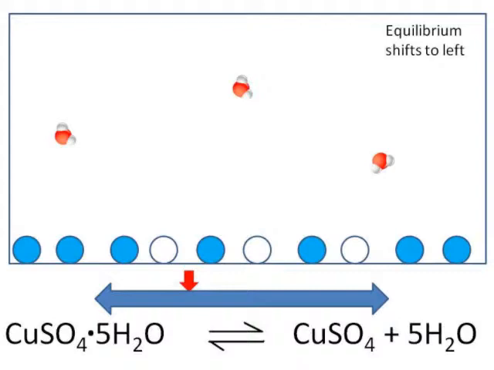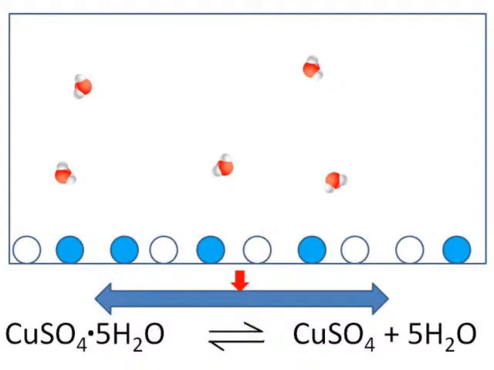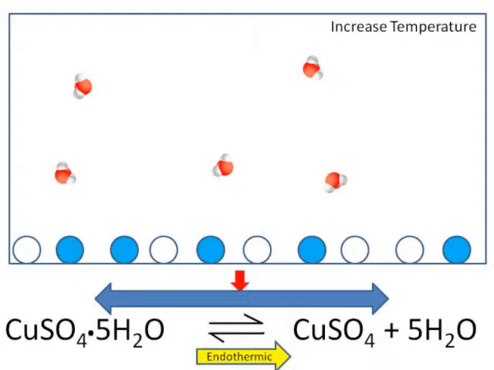Now, here's an alternative situation. We return to our 50-50 equilibrium. Now, in this question, I'm going to explain to you that the forward reaction is endothermic. So the forward reaction takes heat from the environment and incorporates it into the molecules. The reverse reaction increases the temperature. It's exothermic.